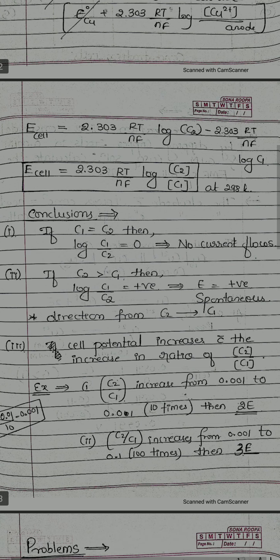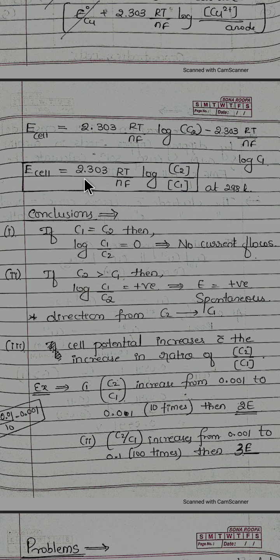Okay, so first one, if C1 equals C2, then from this equation you can see, if C2 equals C1, then C1 by C1 means you can cancel those terms and you are left with log 1. Log 1 is 0. If this term is 0, then the whole term will be 0. So at that time E cell becomes equal to 0.